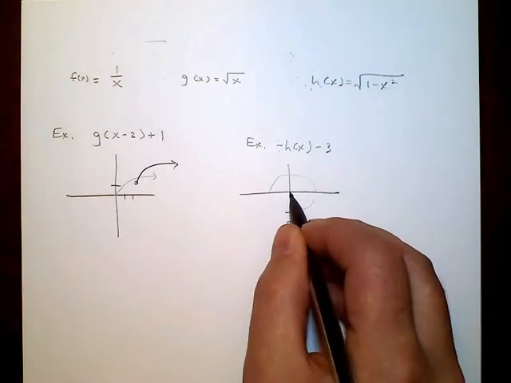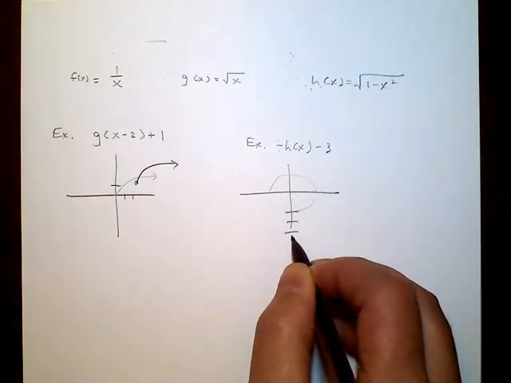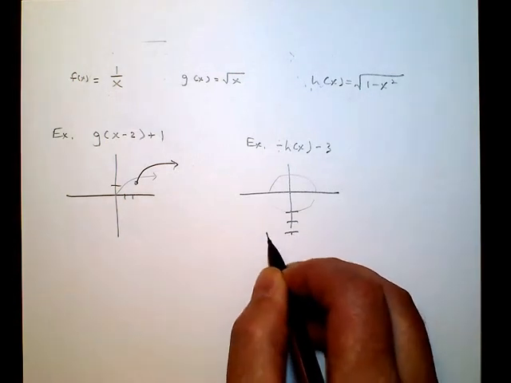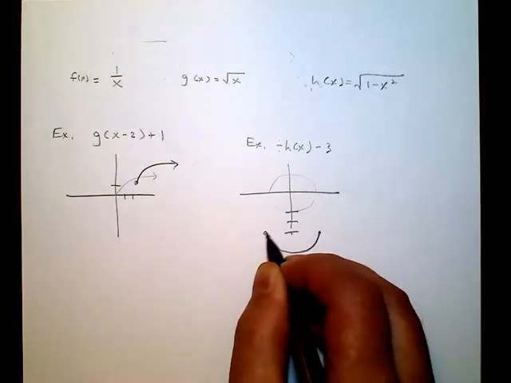So it was centered here. It's going to go down 1, 2, 3. That's going to be the center of it. And our final answer will look like that.